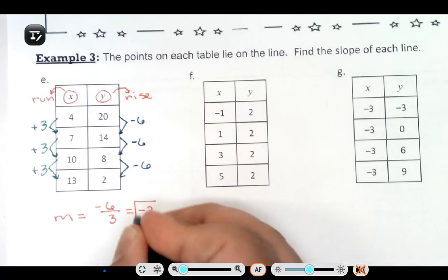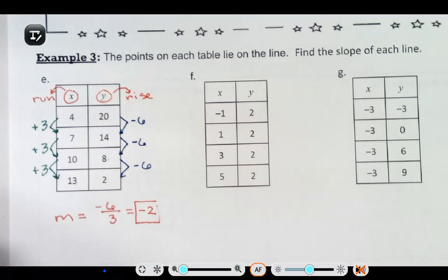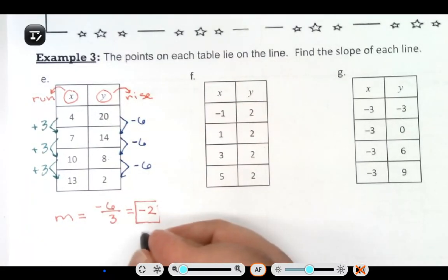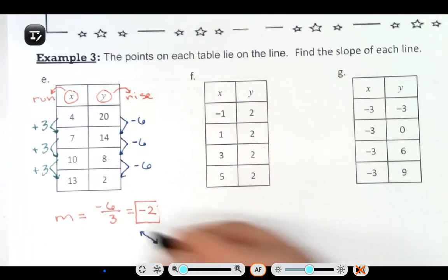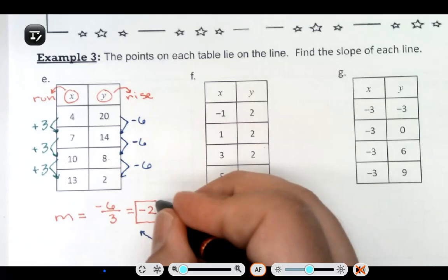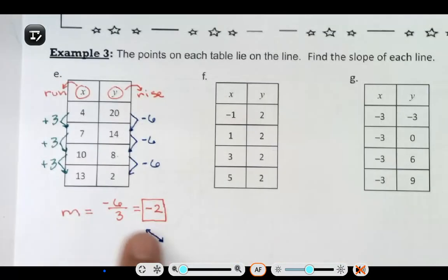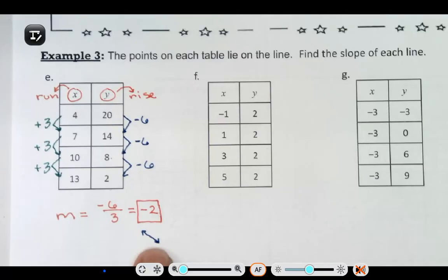-2. And there's my slope. Which again, what does that mean about my line? It's decreasing. It would be a line that is falling, if you want to say it that way, but it's kind of dropping off as you go to the right side. All right, 2 more here.